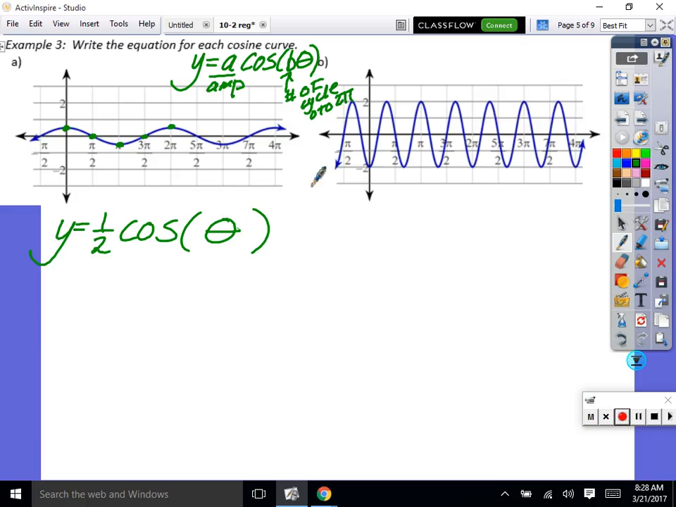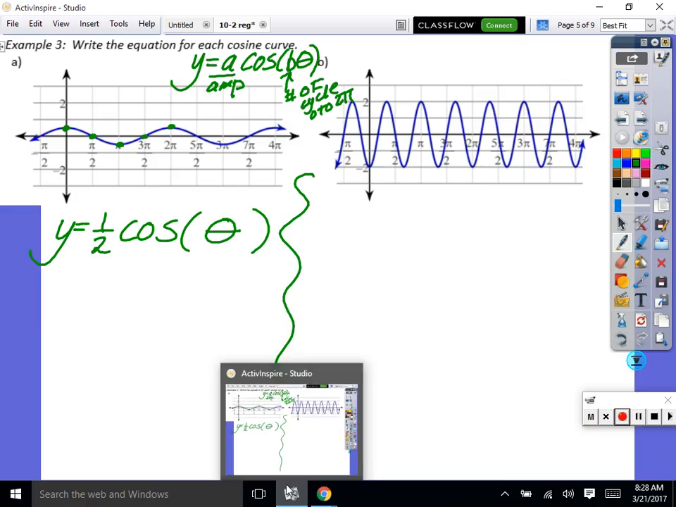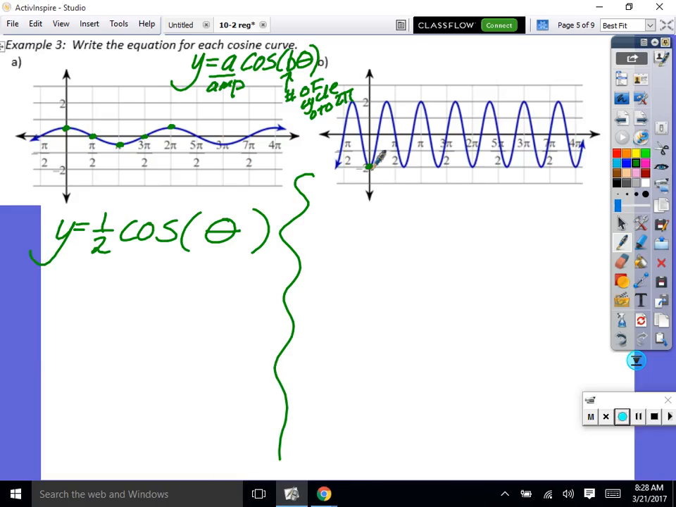Okay, next one. So we're writing an equation here. Now notice at this axis, are we starting at the bottom? So doesn't that mean that these must have had a negative in front where A is? Because that reflects our points, doesn't it? So instead of our points being max, 0, min, 0, max, if I have a negative in front, that's going to be min, 0, max, 0, min. Does that make sense? That would reflect them?